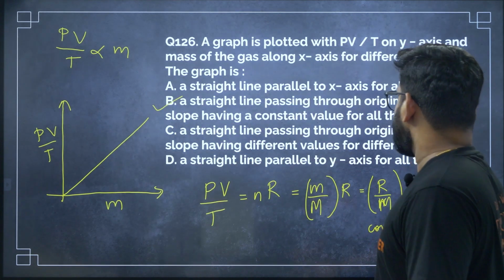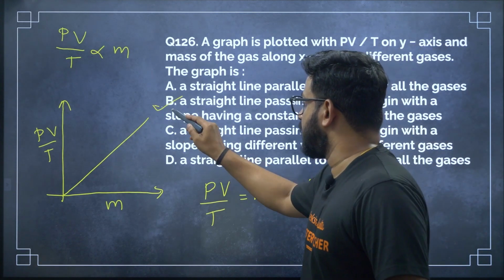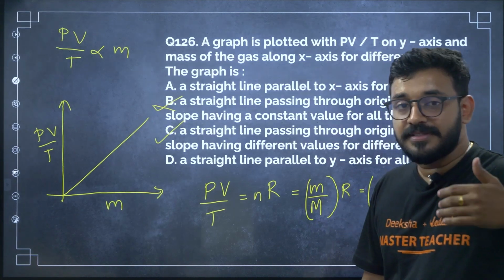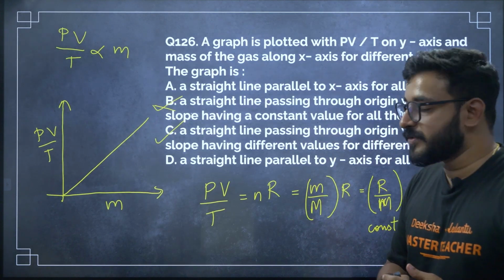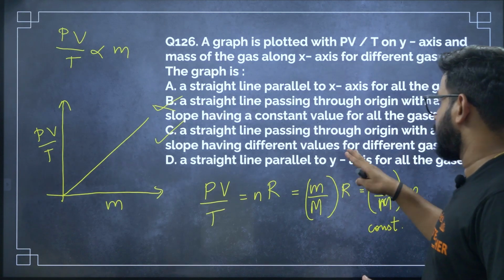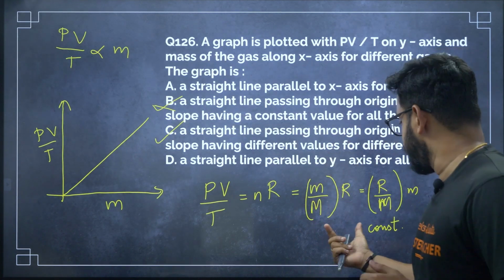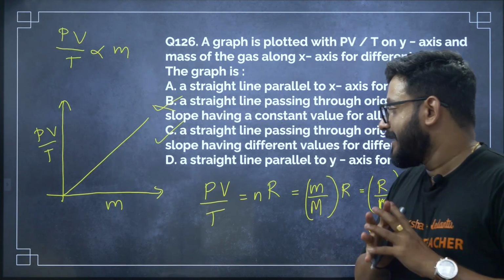Alright. Sorry, it's not the same for all the gases. Of course, it depends upon the gas, so option C. For different gases, the slope will be different because molar mass is going to be different. So the slope is going to be different. So different values for different gases, constant value for all the gases is not valid because we have to consider the molar mass as well. Alright, so the correct answer over here is option C.